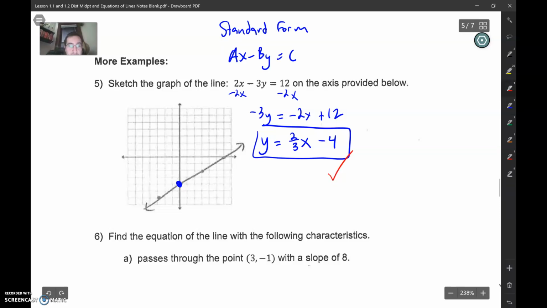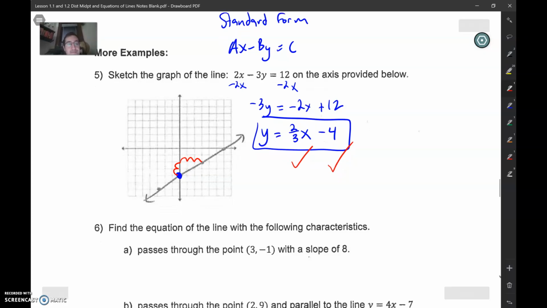And is the slope 2/3? Up 2 over 3, up 2 over 3. Yep, so that is correct. I know the example tells you to sketch it. Looks like I already sketched it, so we'll just confirm.